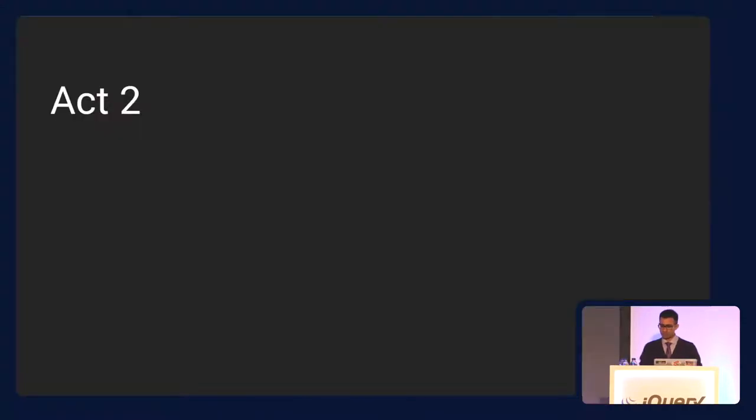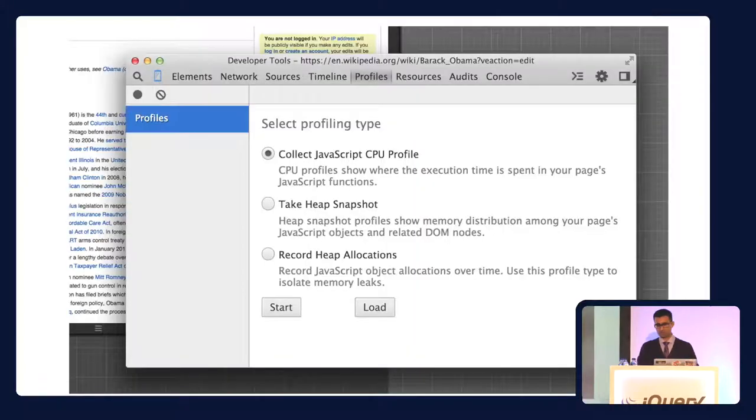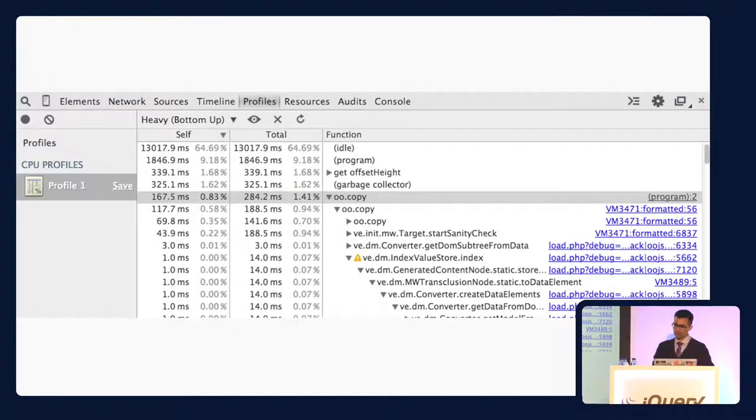For Act 2, we're going to jump directly into the JavaScript CPU profiler. So this is usually in the profile section. Now, we did a profile here, and we noticed that there's this one method, oo.copy, that's doing a lot of JavaScript work. Behind the scenes, they're actually using the jQuery HTML method quite a lot in this other method called convert to data. Wikipedia are currently working on eliminating their excessive HTML calls.